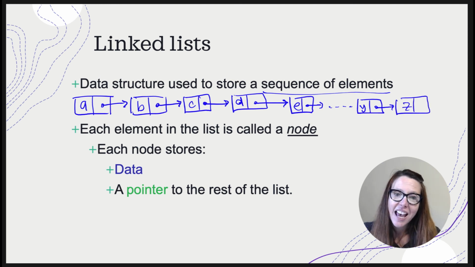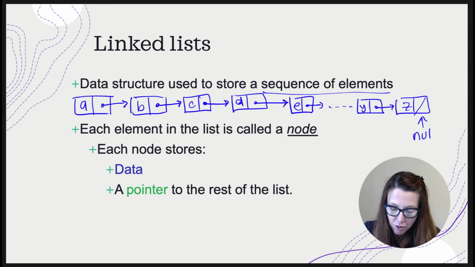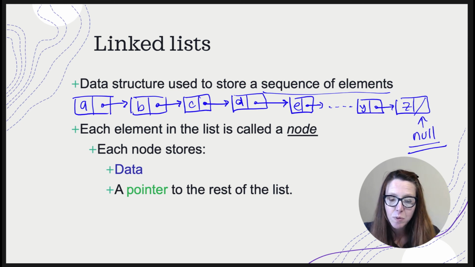And the letter Z is the last letter in the alphabet. So the letter Z is the end of this linked list. And so instead of holding a pointer, this is going to hold the value null, which just represents the fact that the empty list follows. There's nothing that comes after that letter Z.